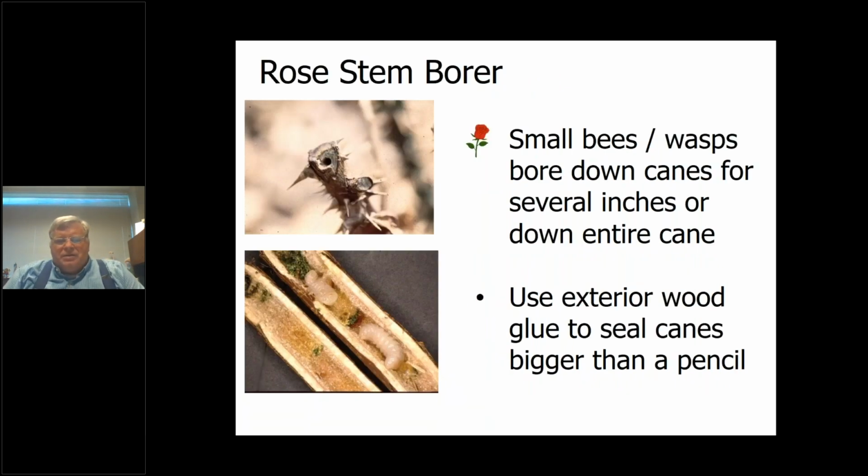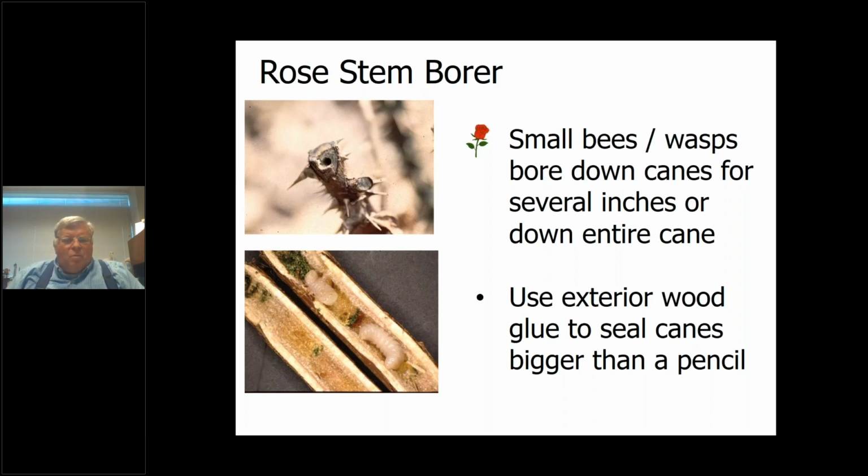Another insect issue is rose stem borers. This is usually small metallic bees, but it can be beetles at the same time. Canes can die fairly rapidly. There will be a hole in the cane. This is usually a cane that has been pruned, and you'll see a hole right in the center of the cane. Usually these are on canes that are a pencil size in diameter or larger.